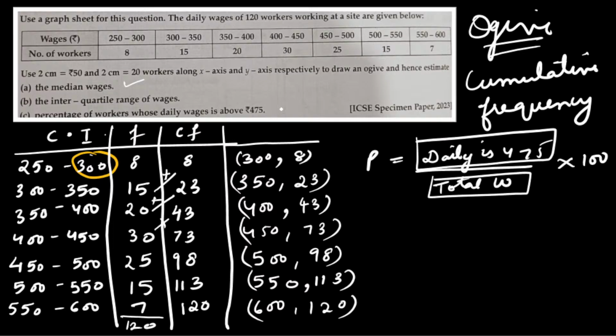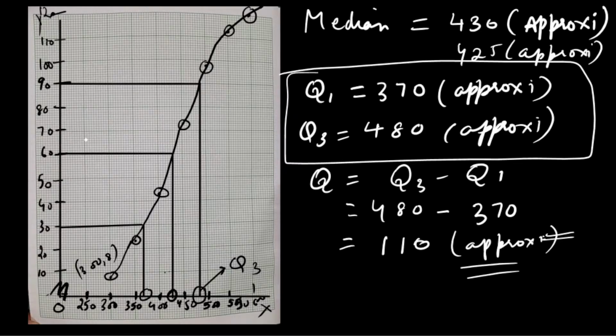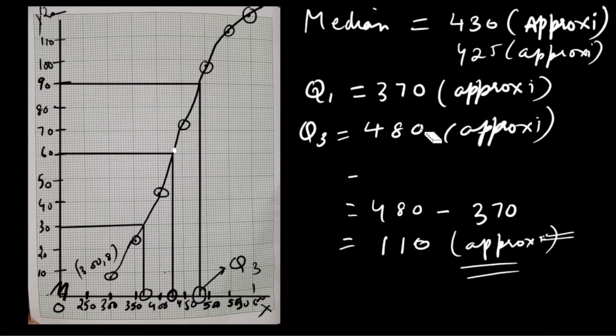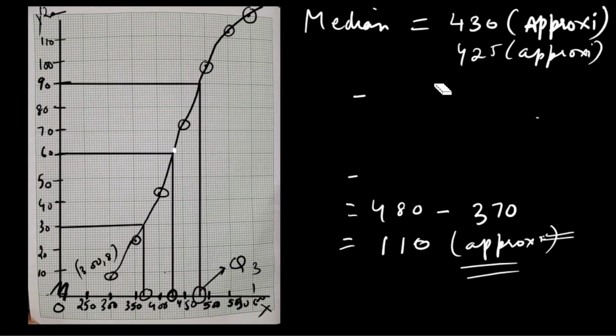Now how many workers are there above 475? From the graph we can see, from 475. So where do I have 475? Corresponding to 475, here I got 480. How many workers do I have in this bracket? Because here the workers is 475. Just corresponding to that, you can find the number of workers. I'm just going to clear this part now because we have already done it.